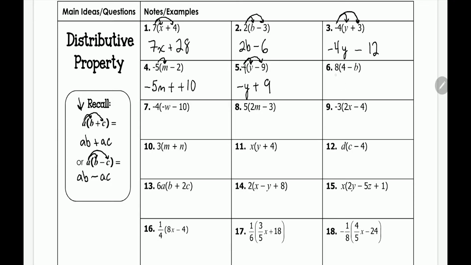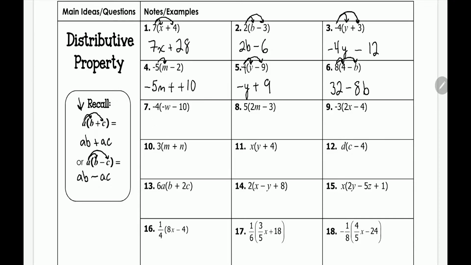Number 6, we have 8 times the quantity of 4 minus b. We have to distribute the 8, so we have 8 times 4 and 8 times b. 8 times 4 gives us 32. Then we have the sign in the middle, minus. 8 times b gives us 8b. Since we can't combine any like terms, we're done with number 6, so we can move on.